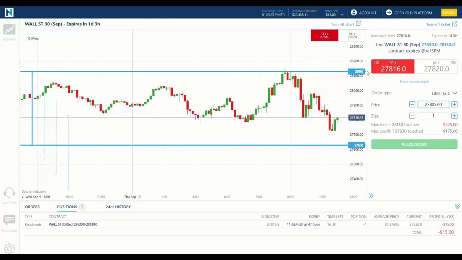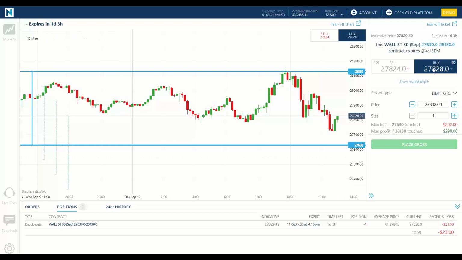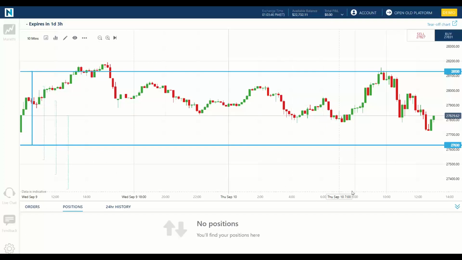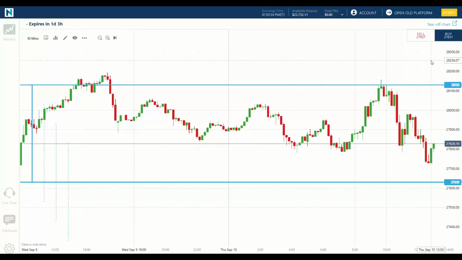And again, I sold it at 27,805. If I change my mind and think this is going to keep going higher, I can always go to my positions page. If I click on the position, it will put in a contra order for me to liquidate, and I can simply take a partial loss. When I put that trade in, my position's gone. So, one trade I made a little bit, one trade I lost a little bit. I don't have to wait to see what happens.